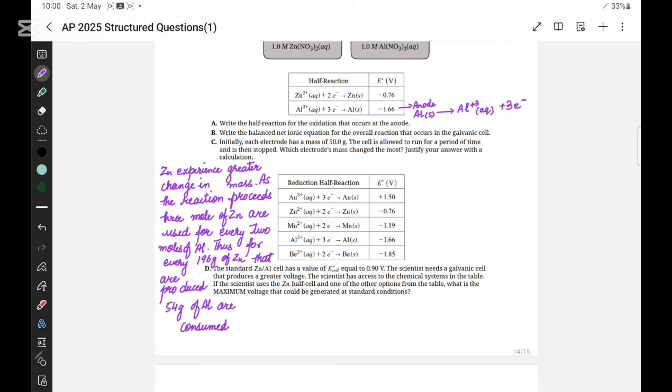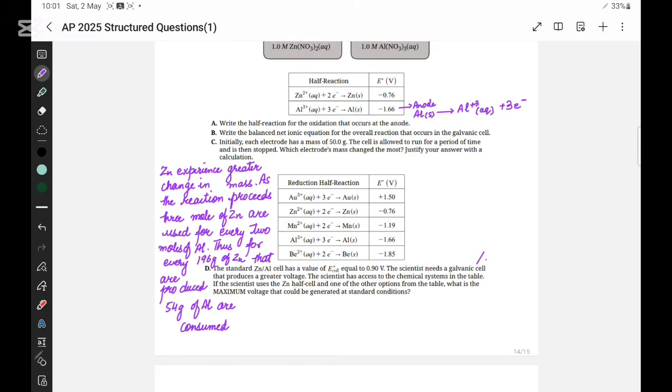Initially, each electrode has a mass of 50 gram. The cell is allowed to run for a period of time, and now we are going to do question number D. The standard zinc aluminium cell has a value of E naught cell which is equal to 0.90 volts. The scientists need a galvanic cell that produces a greater voltage.